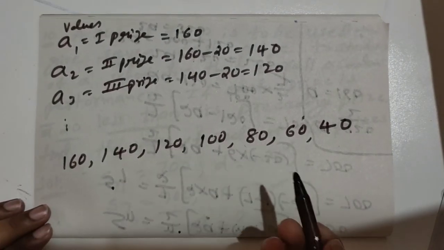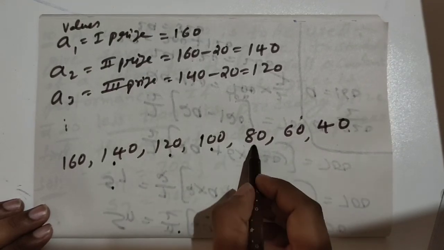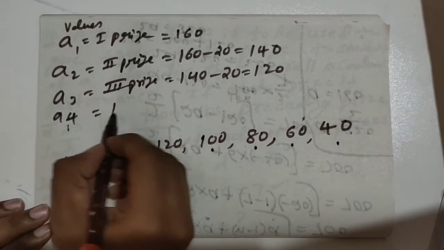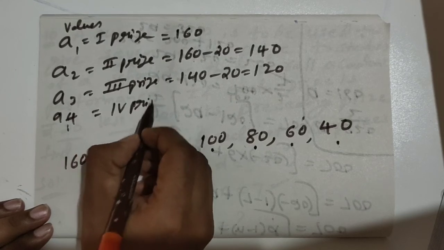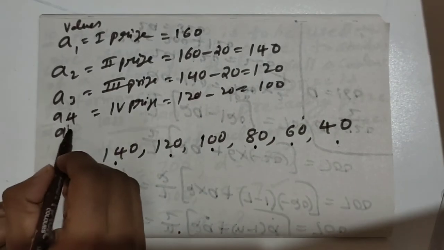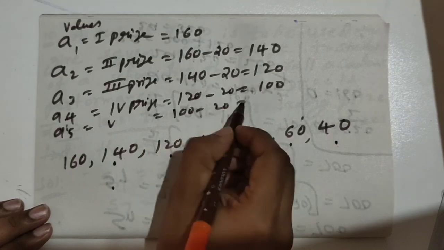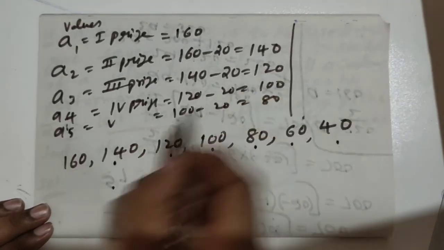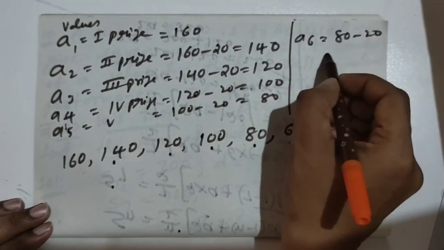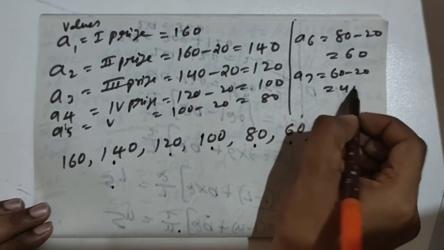Once you check up whether we get 700 or not. Okay, 160, 300, 420, 520, 600, 660, 700. Or otherwise you can write here also simply, for easiest: fourth prize is simply 120 minus 20, 100. Fifth prize is simply 100 minus 20, 80. And sixth prize, simply you can write directly 80 minus 20, 60. And seventh prize, 60 minus 20, 40.